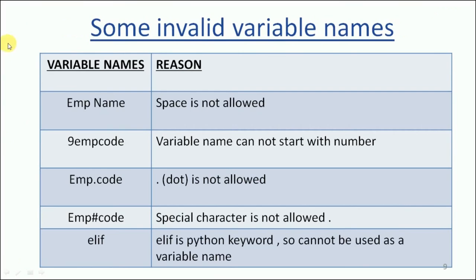Now let's see some of the invalid ones. Now this is a variable name. Why is it invalid? Because space is not allowed. There should be no space in between the variable name. Second, a name can start only with an alphabet or underscore. Here a number is used, so a variable name cannot start with a number, right? Employee.code, so dot is used here. It means dot is not allowed, so it is invalid. Employee#code, this character is not allowed. Elif is else if, so it is a Python keyword. This cannot be used as a variable name, right?